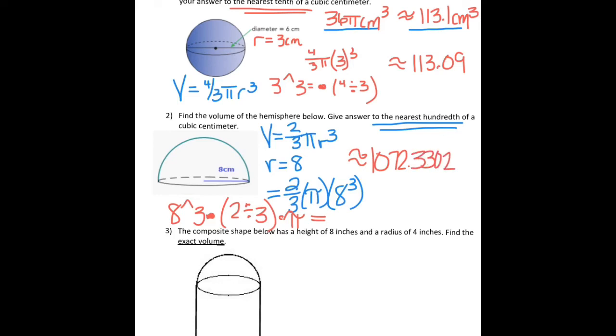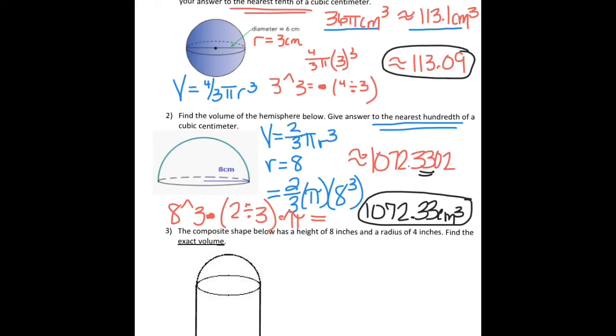So if I'm rounding to the nearest hundredth, my answer is 1072.33, and my units are centimeters cubed. So those are my 2 decimal places.